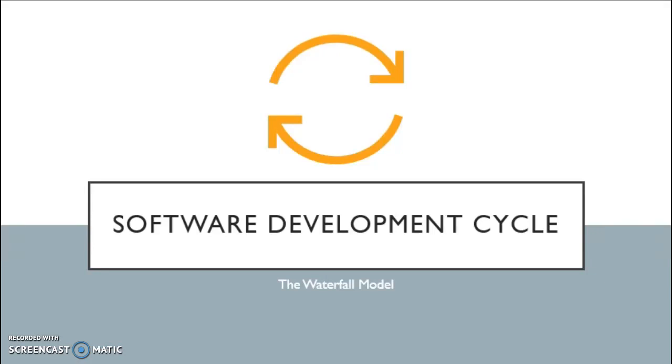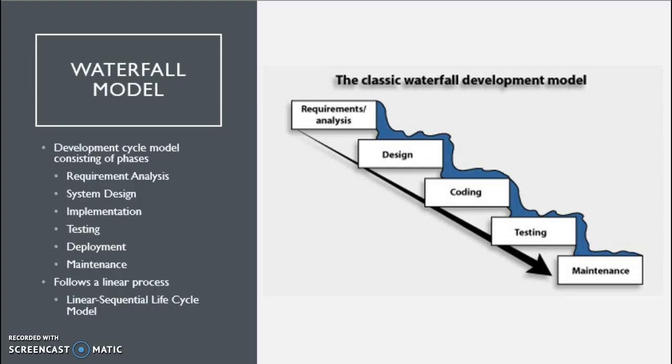Hi, in this video I will be discussing the software development cycle, specifically the waterfall model. Now, the waterfall model is a software development cycle model which consists of phases, and each phase is gone through sequentially without any overlap. There are 6 phases: requirement analysis, system design, implementation, testing, deployment, and maintenance.